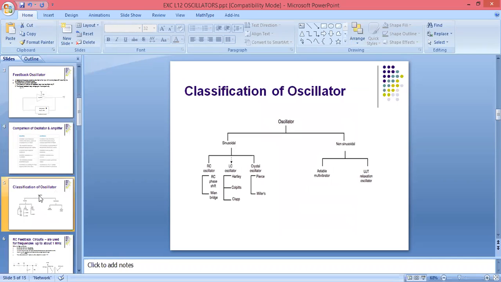Now we can see the classification of oscillators. Actually, oscillators are divided into two types, sinusoidal and non-sinusoidal. Sinusoidal means you are getting a sine wave, and non-sinusoidal has two types, astable multivibrator and UJT relaxation oscillator. And in sinusoidal, there are three main types. These are the RC oscillator, LC oscillator, and crystal oscillator.